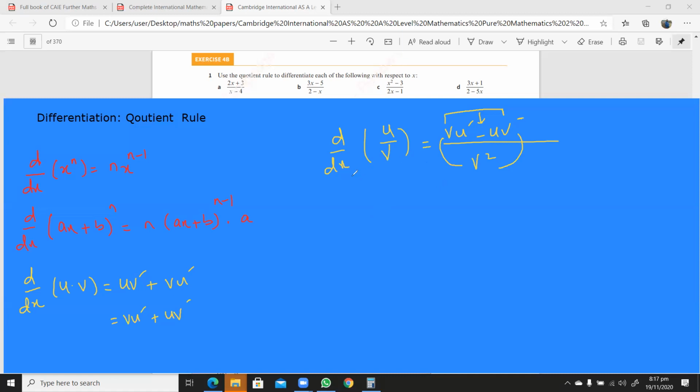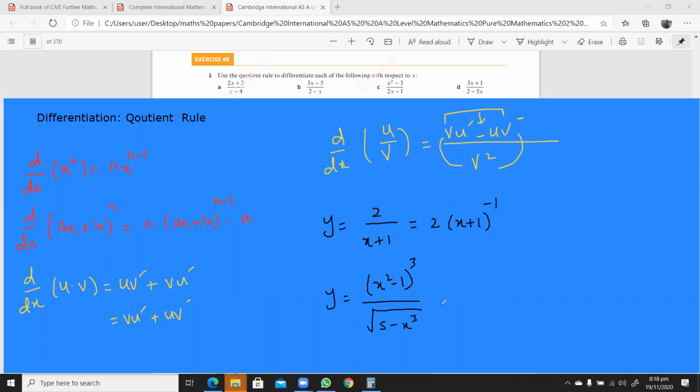Now this quotient rule is applied where you have no other option than applying the quotient rule. Sometimes you have, for example, an expression y equal to 2 over x plus 1. There is no need to apply the quotient rule here because this can be written as 2 into (x plus 1) raised to the power minus 1. Then there are cases like, for example, (x square minus 1) cube over the square root of (5 minus x cube).